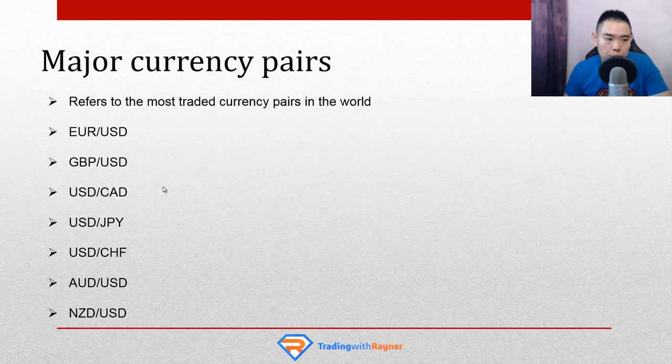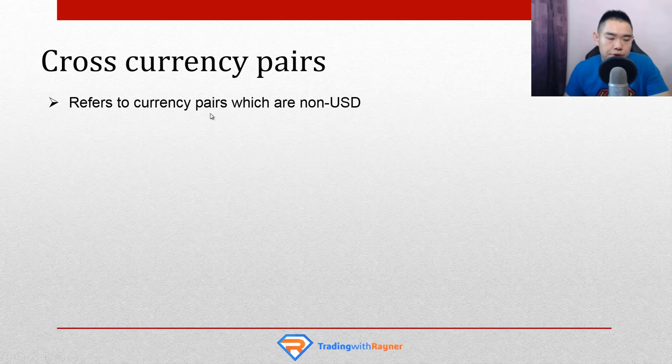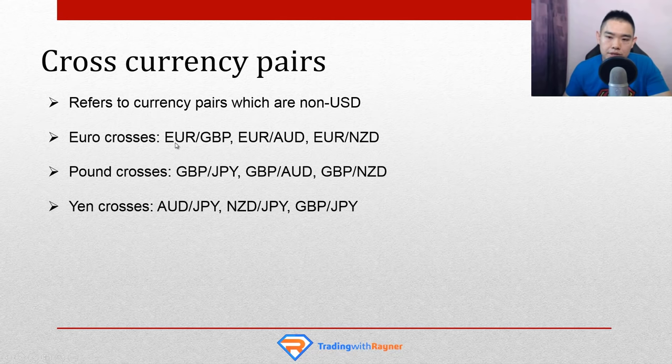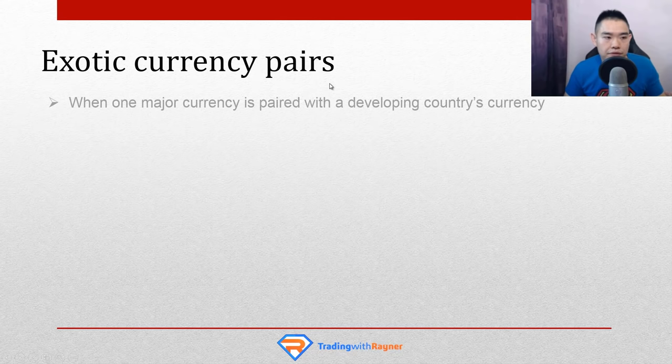The next one, cross currency pairs. This refers to currency pairs which are non-USD, which don't have the USD denomination in them. So for example, let's say you have the euro crosses. Euro crosses simply means currency pairs that have the euro currency in them, like the euro against the British pound, euro against the Aussie dollar, euro against the New Zealand dollar. Then you have the pound crosses like pound yen, pound against the Aussie dollar, pound against the New Zealand dollar, etc. Pretty simple stuff.